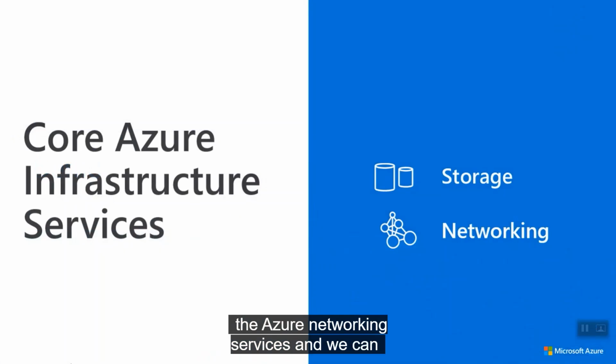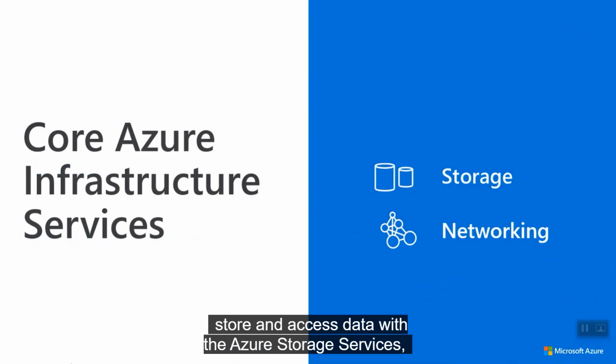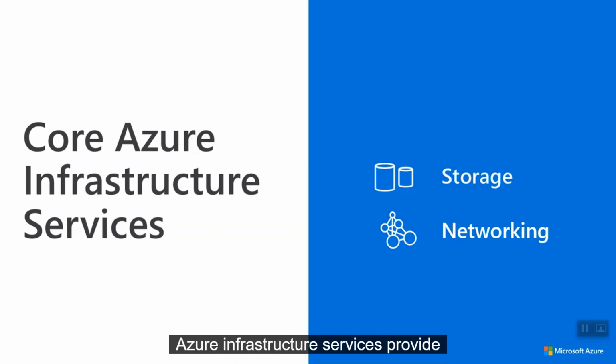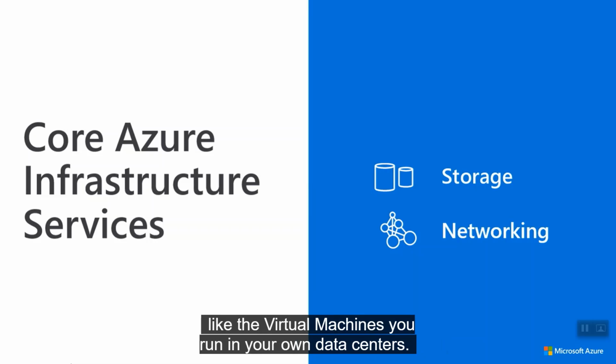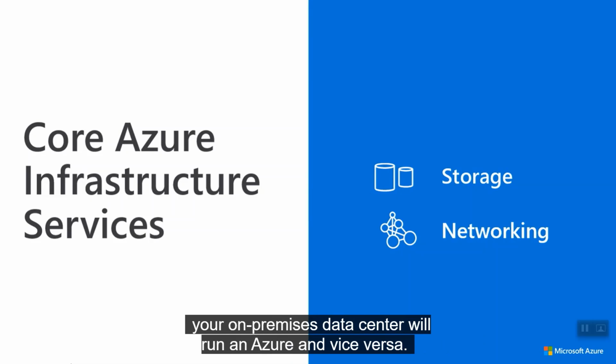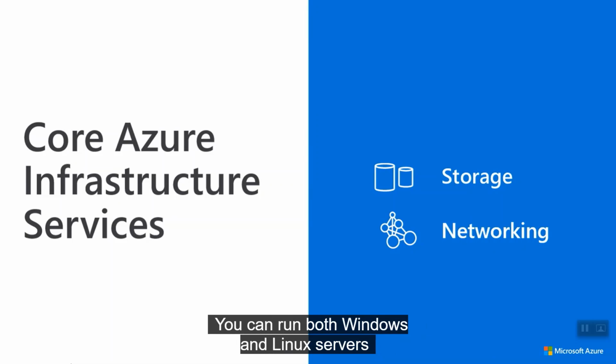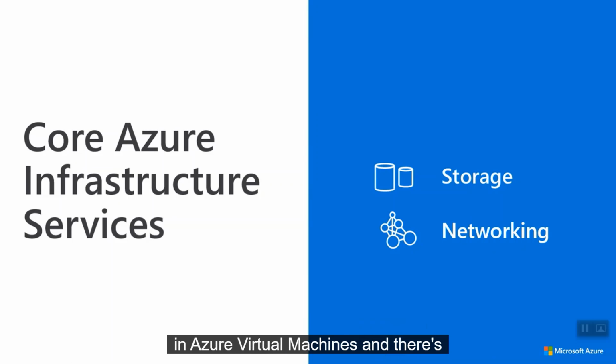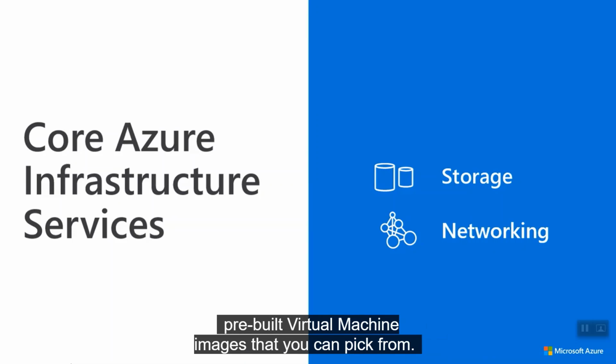Now that we can communicate with the Azure networking services, and we can store and access data with the Azure storage services, we need a place to host and run our compute workloads. Azure infrastructure services provide us with virtual machines, much like the virtual machines you run in your own data centers. Azure virtual machines run on Hyper-V-based hypervisors, so the same VHD file that you run in your on-premises data center will run in Azure and vice versa. You can run both Windows and Linux servers in Azure virtual machines, and there's a huge gallery of pre-built virtual machine images that you can pick from.